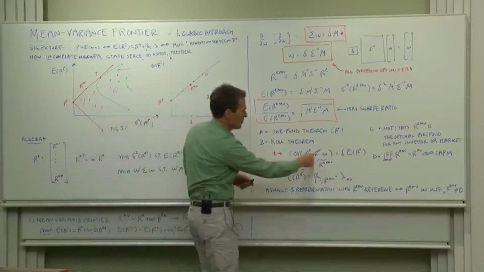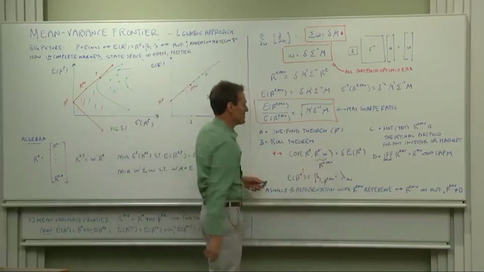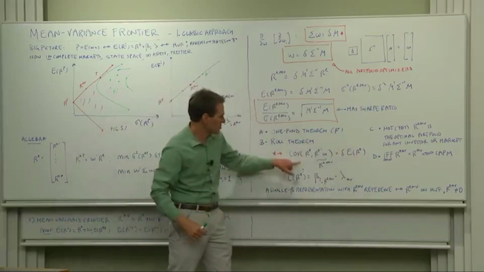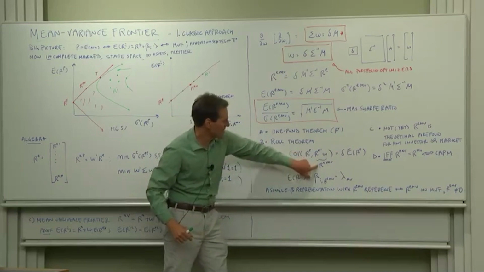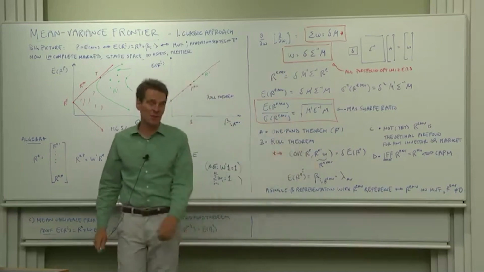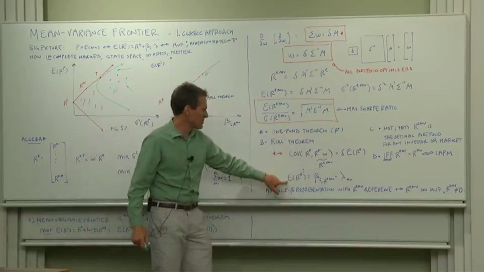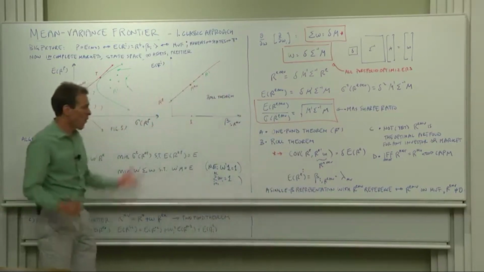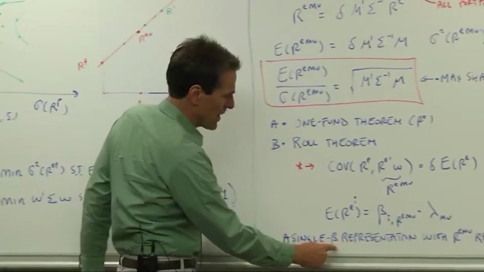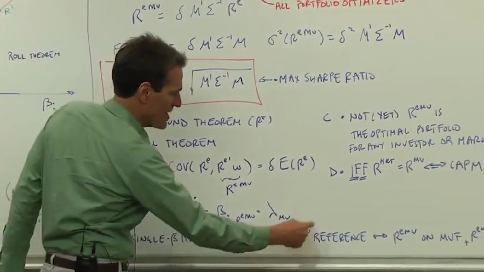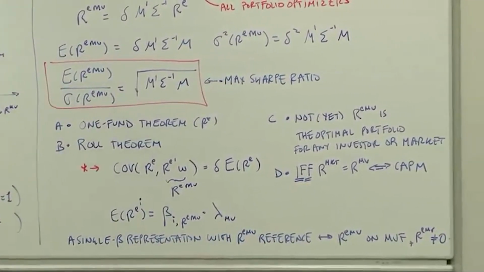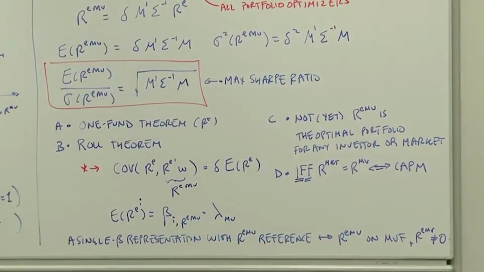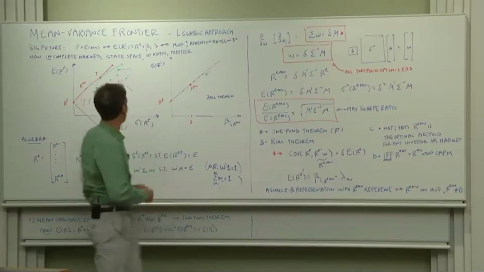So what have we got? Returns times weights is a mean variance efficient return. So expected returns of all assets are proportional to the covariance of those assets with a mean variance efficient return. You're one step away from expected returns are linear in the betas of returns on a mean variance efficient portfolio, or the Roll theorem: a single beta representation with R^EMV as reference returns exists if and only if R^EMV is on the mean variance frontier and not the zero return, which is a special case.